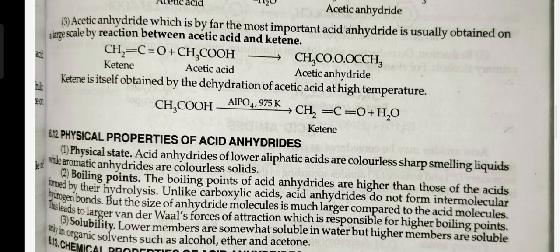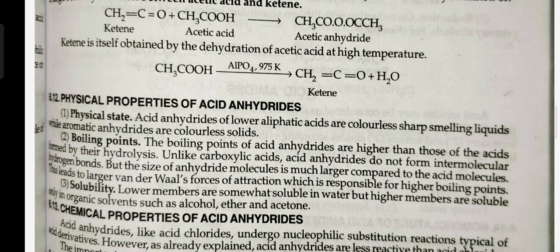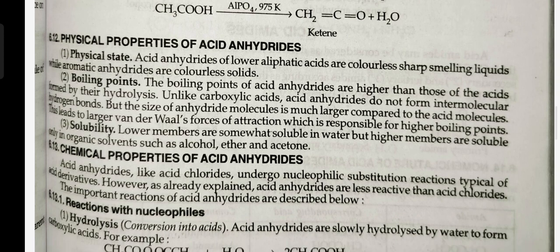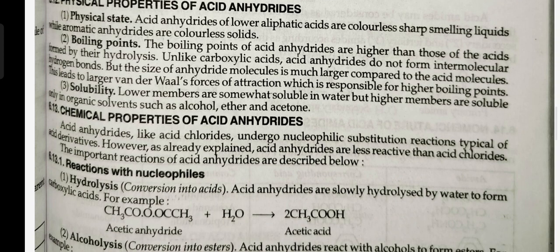Unlike carboxylic acid, acid anhydride does not form intermolecular hydrogen bonds, but the size of an anhydride molecule is much larger compared to an acid molecule. This leads to a larger van der Waals force of attraction, which is responsible for the higher boiling point. Solubility: lower members are somewhat soluble in water, but higher members are soluble only in organic solvents such as alcohol, ethers, and acetone. Chemical properties: acid anhydride, like acid chloride, undergoes nucleophilic substitution reactions typical of acid derivatives.